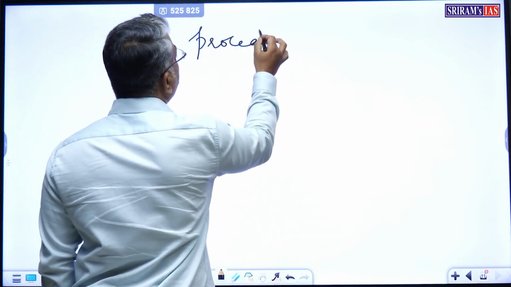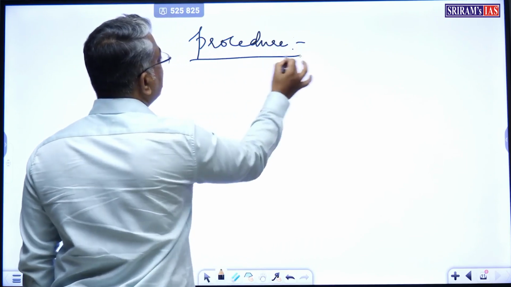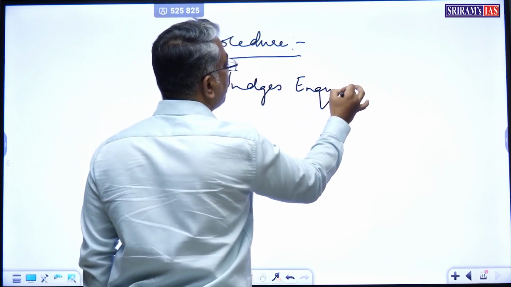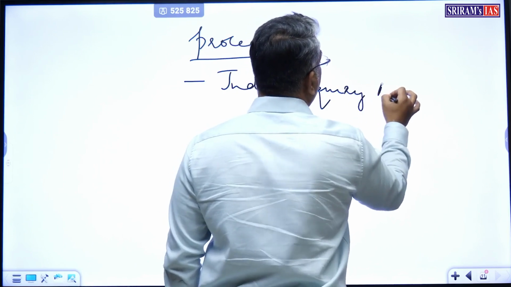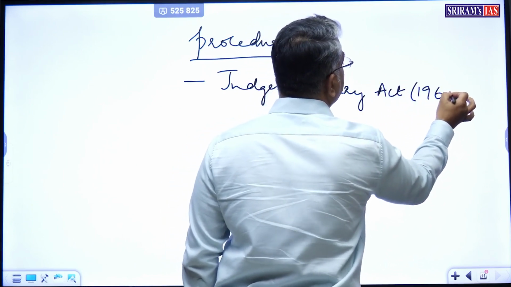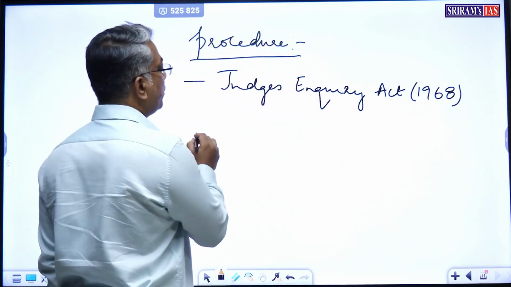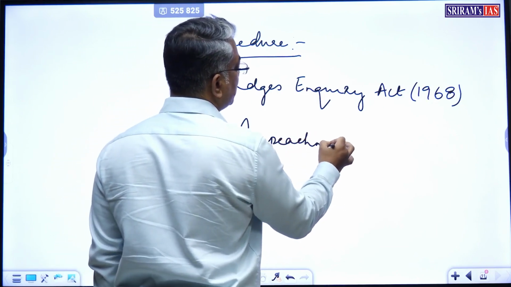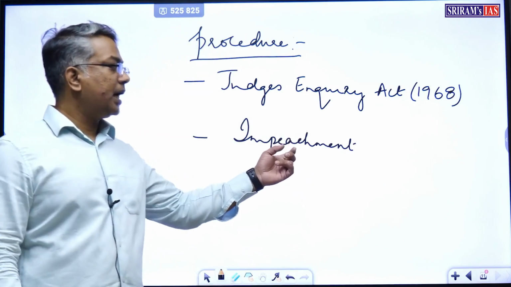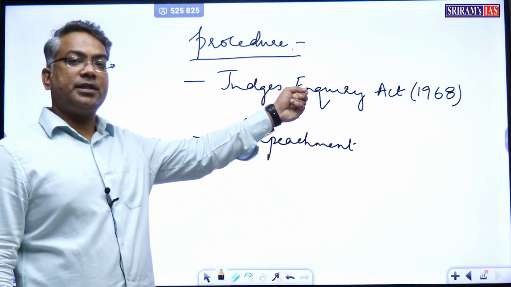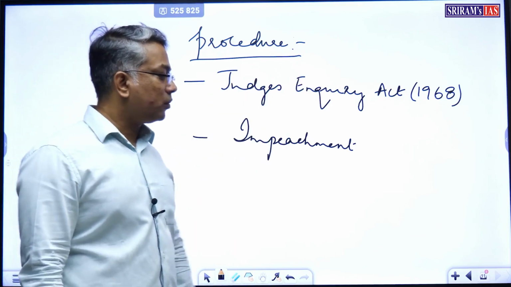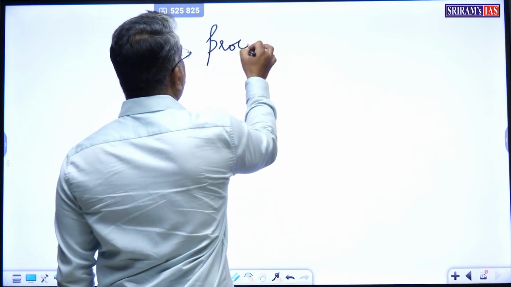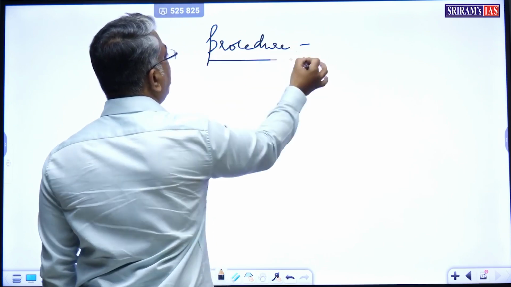The procedure for removal of the judge is regulated by the Judges Enquiry Act of 1968 by the process of impeachment. So, how can a judge of the Supreme Court be removed? By the process of impeachment, and the procedure has been regulated by the Judges Enquiry Act. So, let us now try to understand what is the procedure.